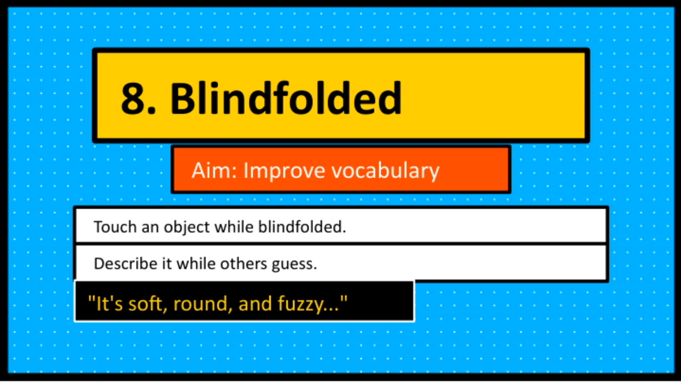Remember, the key here is to pay attention to the details, the feel, texture, and shape, so we can better expand our descriptive vocabulary. This exercise ties into our overall theme of developing sensory awareness and language skills, which are essential for effective communication. So, keep exploring and guessing, and let's see how many new words and sensations you can discover.